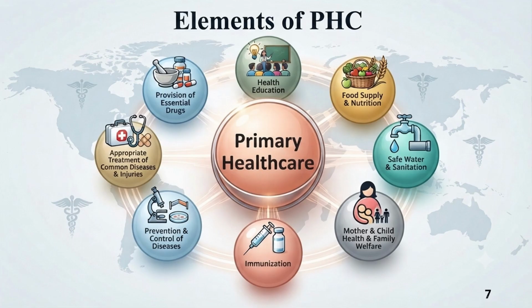You can remember it like an octagon. Octagon means it will have eight angles. So there are eight elements in primary health care.